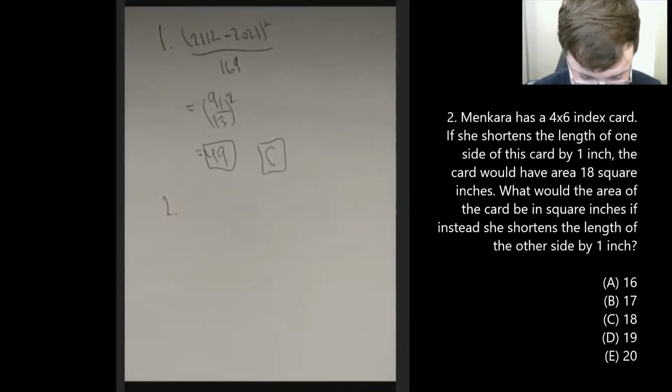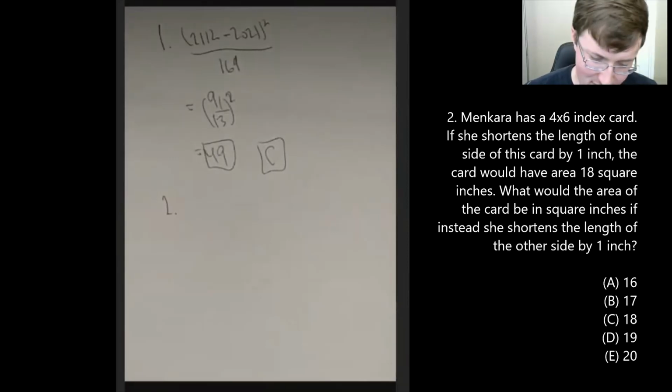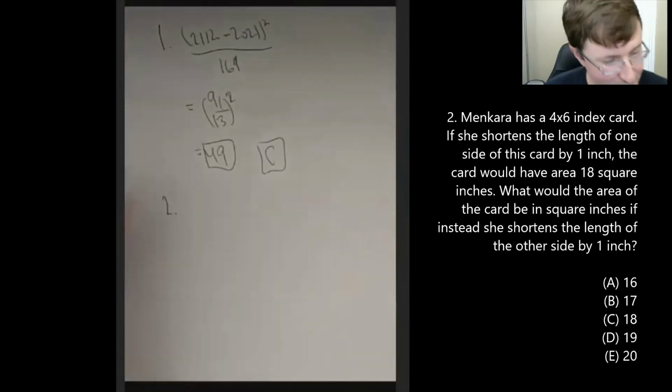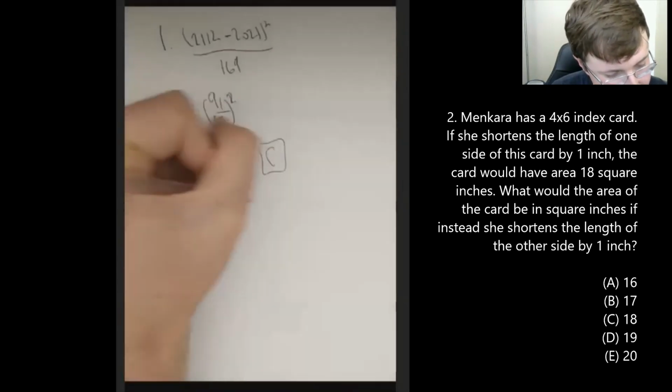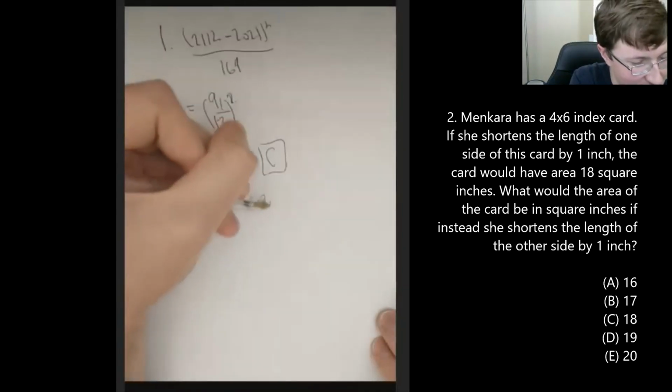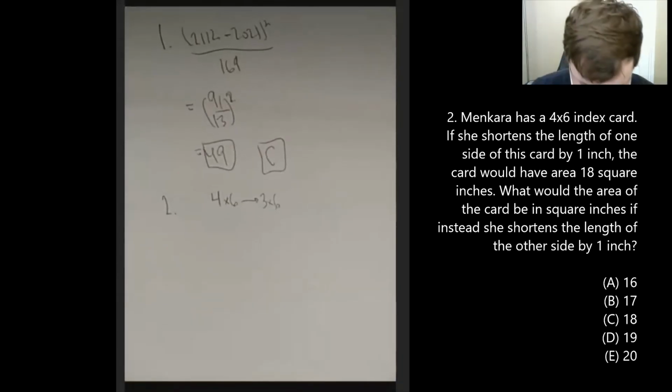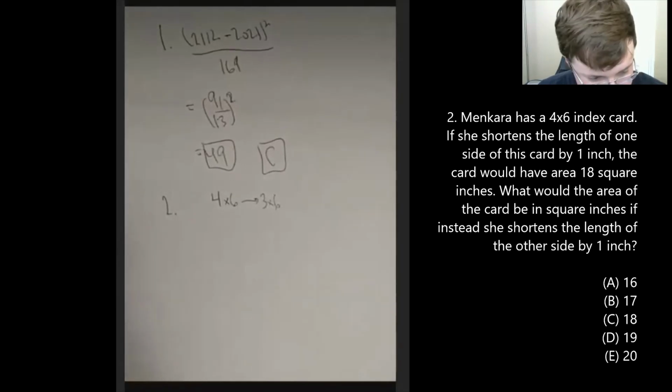Mankara has a 4x6 index card. She shortens the length by 1 inch. The card would have area 18 square inches. Oh, so she shortens the 4 side. So the 4x6 becomes a 3x6. Okay, and then what would the area of the card be if she shortens the length of the other side? Well, it would be 3x5. So wait, what am I doing wrong here?